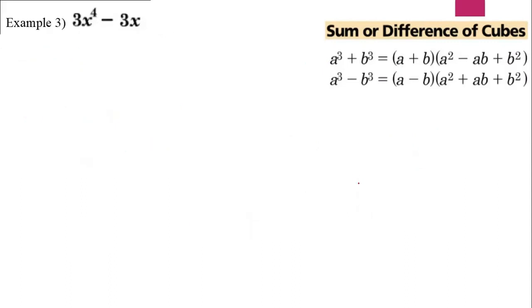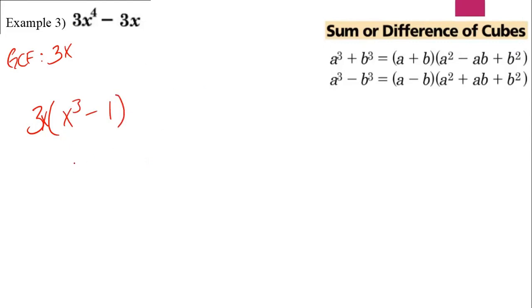All right, let's do a difference. So notice on this difference, again, you want to check for your GCF. This time I actually have a GCF and it is 3x. So I'm going to divide out my GCF first. I'm going to divide out my GCF and I'm left with x cubed minus 1.